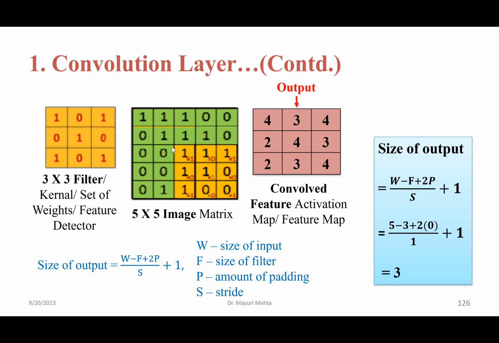Kirtan, suppose we have assumed that our input image has dimension 5 cross 5. If the input image has 5 cross 5 dimension, then how many pixels are there? Kirtan, write the answer in your chat box. How many pixels are there in your image? Dimension is 5 cross 5. How many pixels are there? You can also unmute, Kirtan.